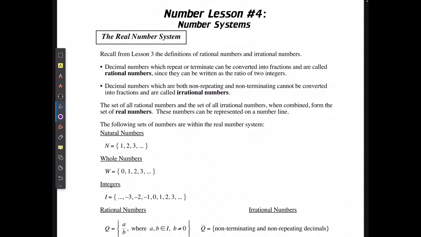In the last lesson, we learned about new classifications for numbers as either rational or irrational. Anything that is either irrational or rational is going to be part of what's called the set of real numbers. Why do we call them real numbers? Well, because there's something that's called imaginary numbers.